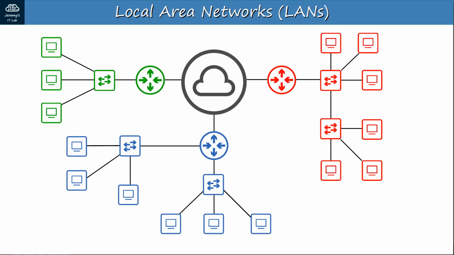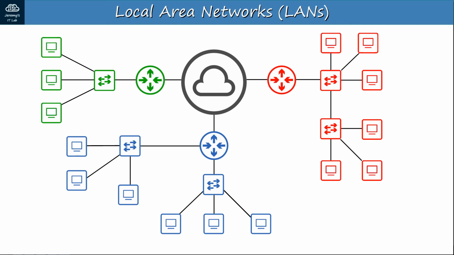Now let's talk about what a LAN, or local area network, is. There are different ways of defining a LAN, and your understanding of a LAN will become more complete as you learn more and more about networking. But basically, it's a network contained within a relatively small area, like an office floor or your home network. Routers are used to connect separate LANs. Look at this diagram. How many LANs do you think there are?